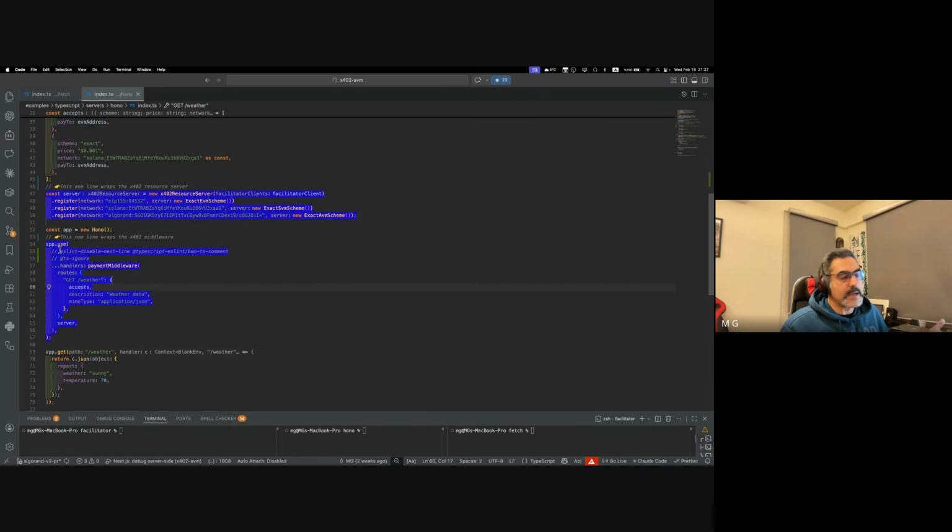For example, here, because our application for this example is Hono, which is a TypeScript framework for servers, you see that we add that wrapped middleware into a Hono backend, and therefore, for that route or that endpoint on Hono, it is supported. This is all you need to do to make your resource server support X402.